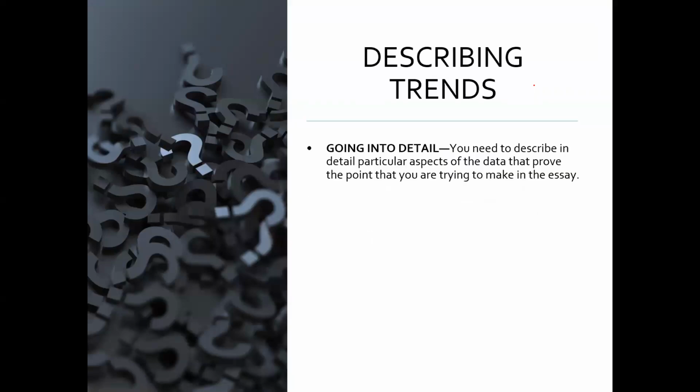Okay. Next one is for describing the trends. Here are some tips. Okay. The first one is going into details. You need to describe in detail particular aspects of the data that prove the point that you are trying to make in the essay. So please focus on the details that you want to describe.